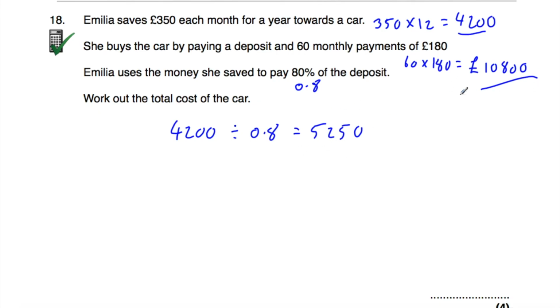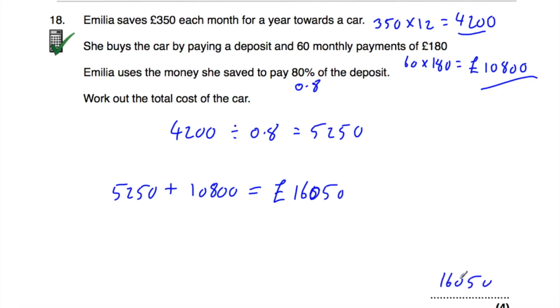And then if we add on the monthly payments, if we take the £5,250 and add £10,800, that'll tell us how much the car is in total, and that's equal to £16,050. And that's it. So £16,050, that's how much the car is. Okay, let's look at our next question, question number 19.